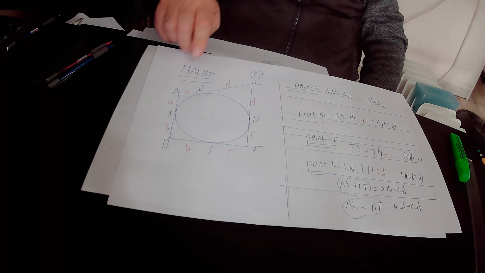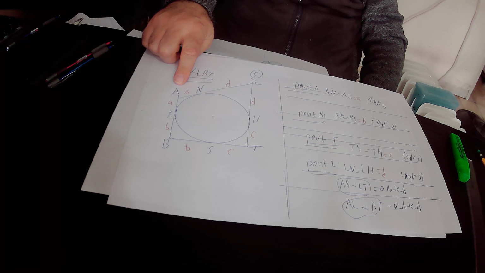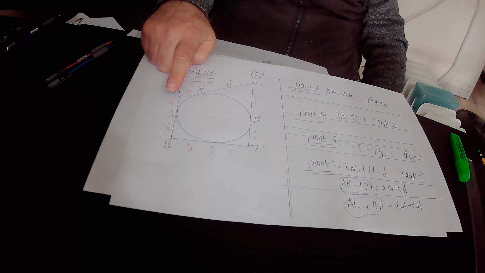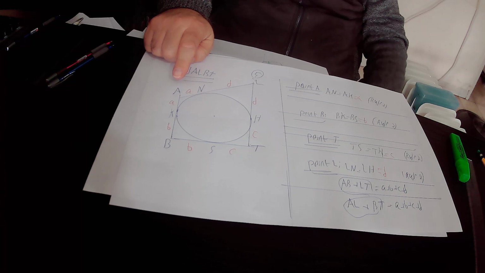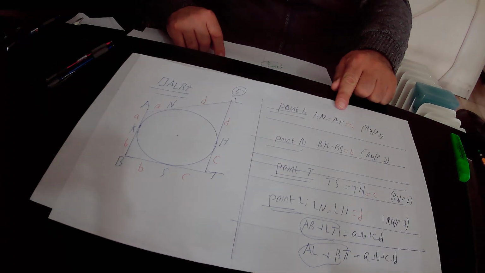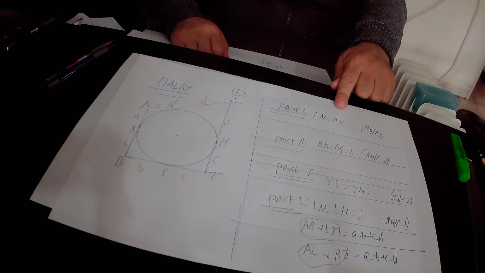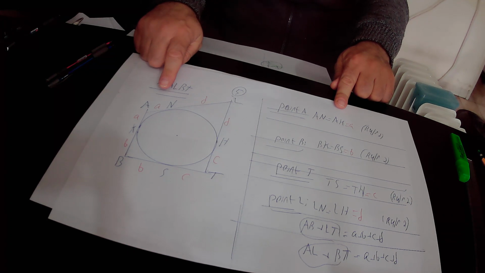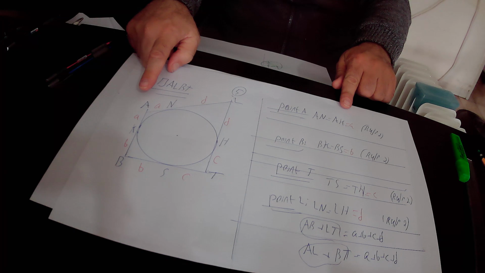According to rule 2, if we focus on the common standpoint point A, from point A we have two tangents to this circle, tangent AN and tangent AK. According to rule 2, they are equal to each other. That is to say, AN equals AK. So if we define AN as A, then AK must also equal A because they are equal to each other.